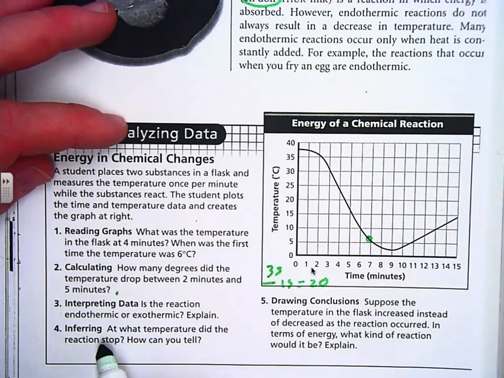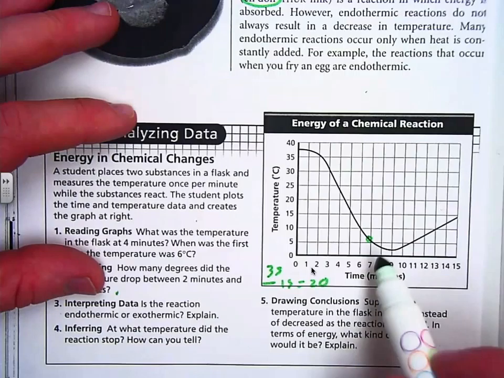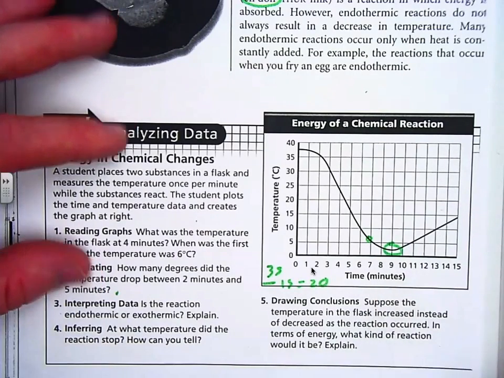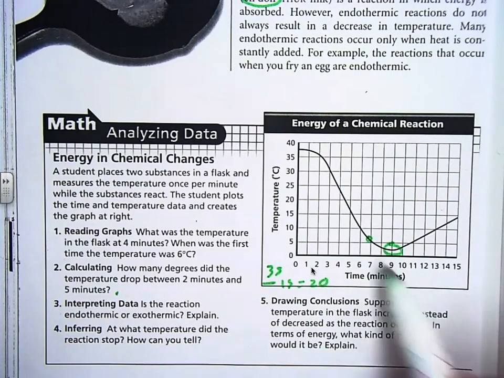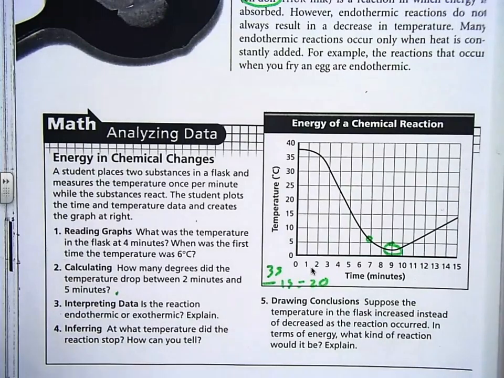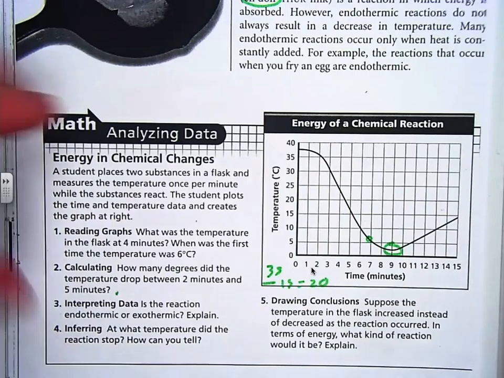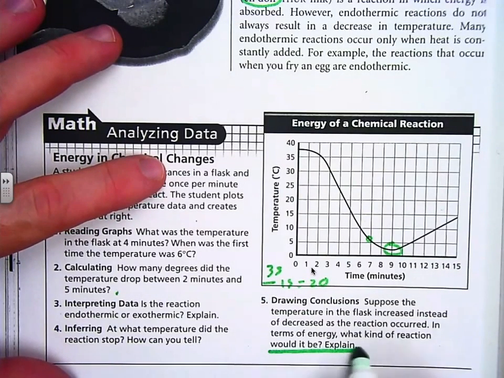Inferring. At what temperature did the reaction stop? How can you tell? I think the reaction stopped right here. And we can tell because it stops going down and it just kind of goes back up again. Why does it go back up again? Well, because the outside temperature of the flask or the test tube is warmer than the cold solution in the test tube. Drawing conclusions. Suppose the temperature in the flask increased instead of decreasing as the reaction occurred. In terms of energy, what kind of reaction would it be? It would be exothermic.